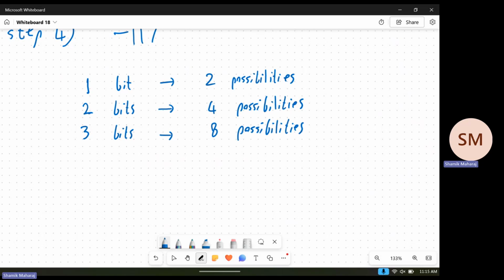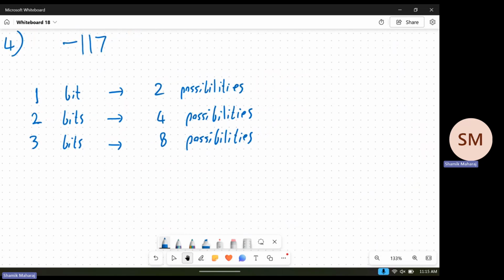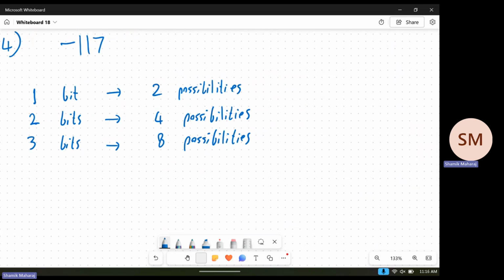Okay, so we can kind of see a pattern here. Let's write the pattern on the side. What if I said the possibilities is equal to 2 to the power of how many bits I'm using? Does it work out? For the first one, it's 2 possibilities. 2 to the power 2 bits, that's 4 possibilities. 2 to the power 3 bits, that's 8. So it works out like this.